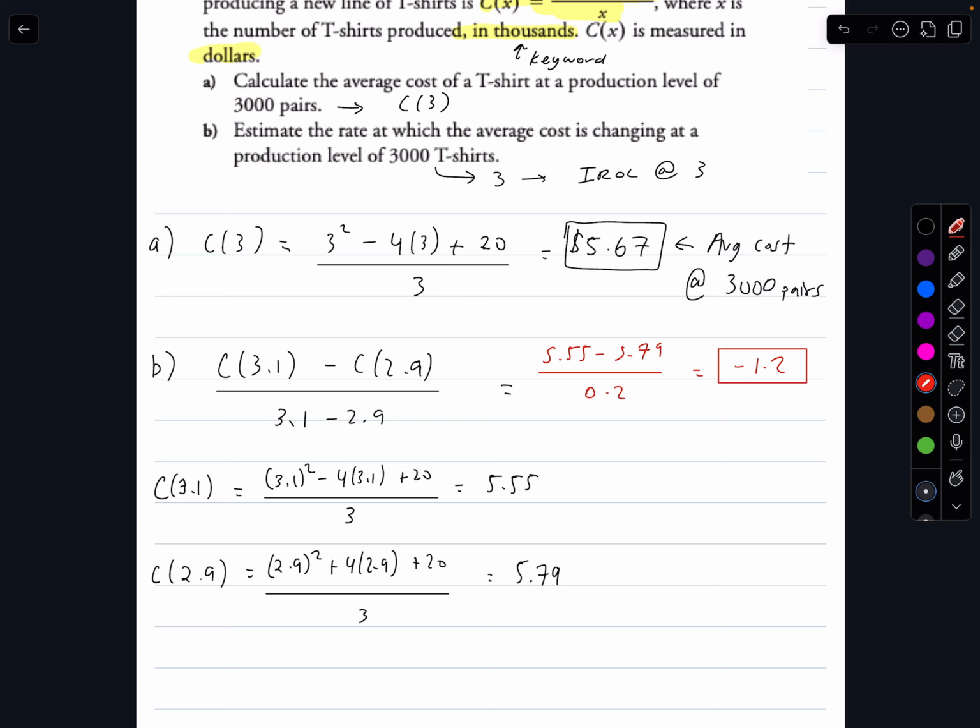So what does this negative 1.2 mean? It means that when we're selling 3,000 t-shirts, we're actually slowing down the rate at which we're selling. So the price of the t-shirt decreases about $1.2 per 1,000 t-shirts. So this represents a decrease of approximately $1.2 for every 1,000 t-shirts.